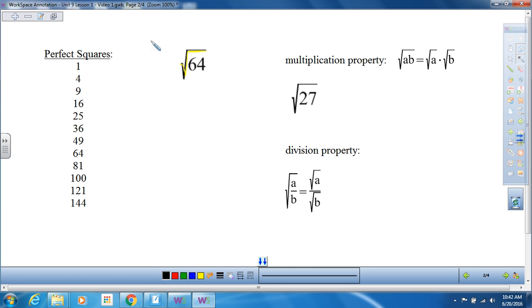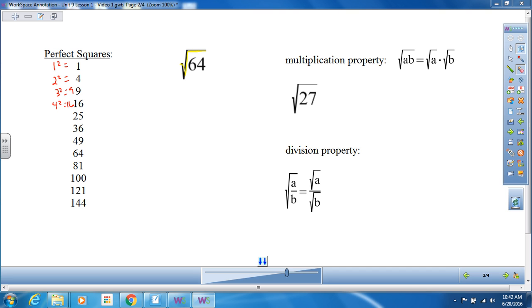Okay, so when we're talking about square roots, it makes sense to talk about perfect squares. So perfect squares are these numbers 1, 4, 9, 16, 25, and those come from squaring your integers. So 1 squared is 1, 2 squared is 4, 3 squared is 9, 4 squared is 16, and so on. So these are the important numbers. These are the numbers I'm going to use to simplify my radicals.